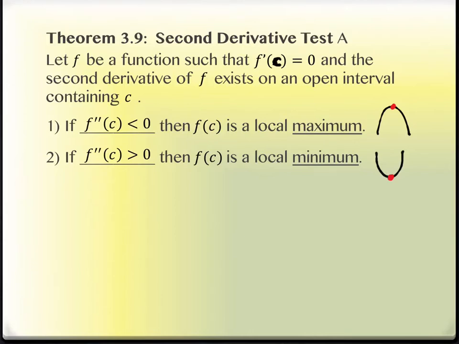So notice on here, it doesn't say anything about where the second derivative is 0, right? It's talking about the second derivative being positive and negative. However, it does say I need to know that the first derivative is 0. Agreed? So the only reason I'm finding the second derivative here is to test what happens at those points where the first derivative is 0. So let's take a look at an example so you can see how it differs from what we did before.